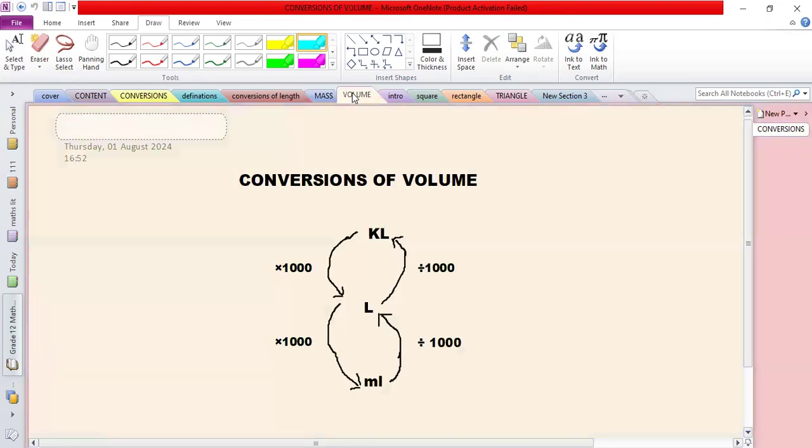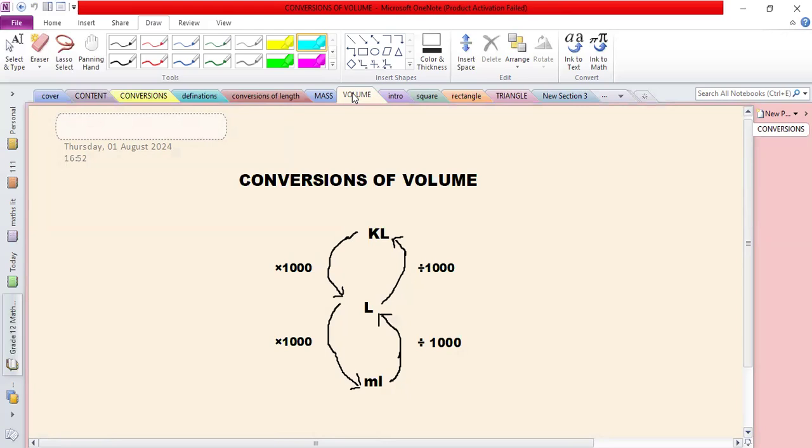Then we've also discussed the conversions of volume. You can use your fingers to adjust the screen. You can zoom in, you can zoom out, you can go to the left, you can go to the right. So the conversions of volume is where we discussed kiloliter, liter, and milliliter. I'm not giving this lesson, I'm doing a revision. It's the 4th time I'm discussing it.